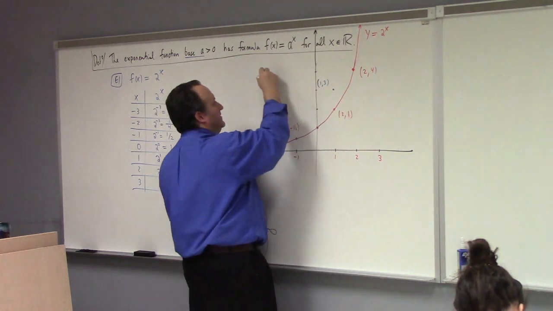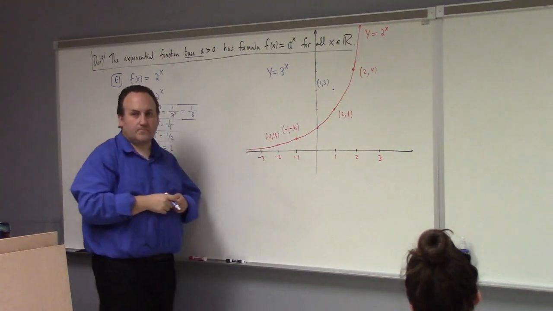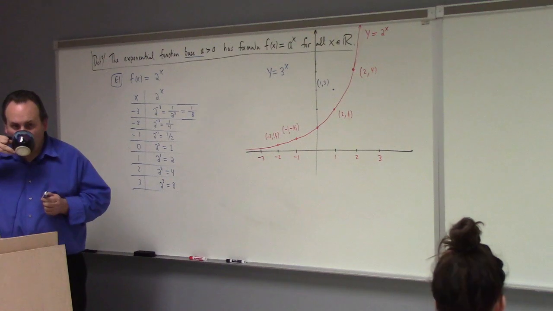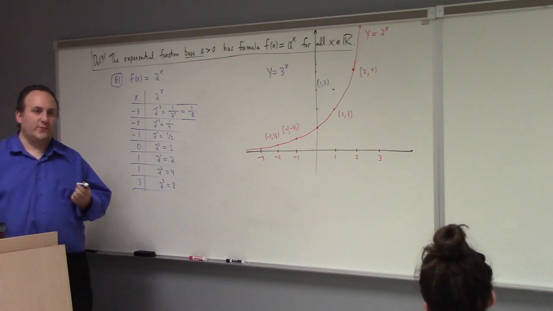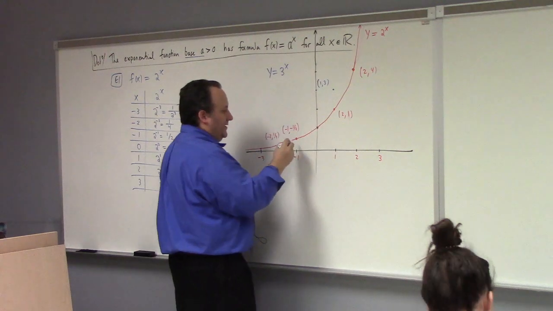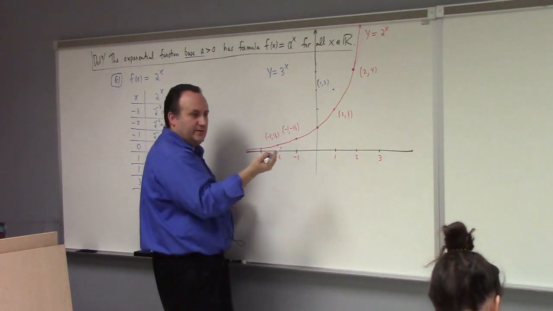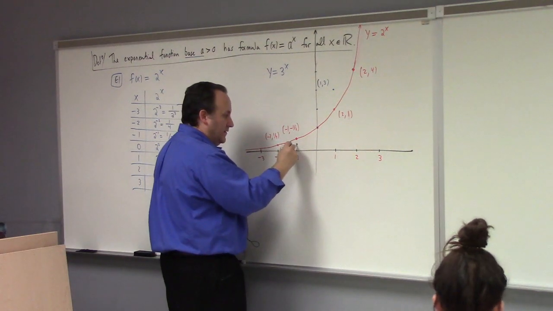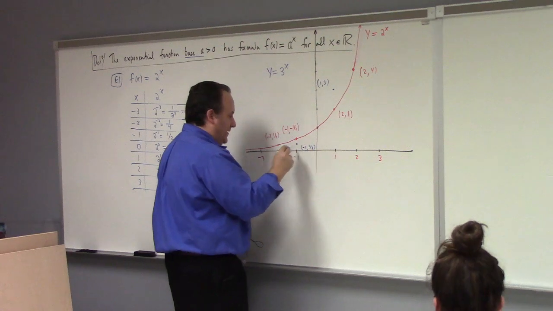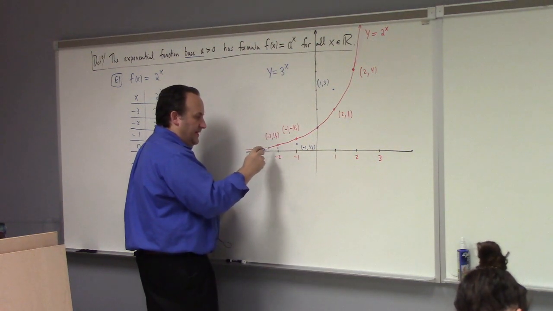So if I look at y equals 3 to the x, what's its y-intercept? What's 3 to the 0? 1. It has the same y-intercept as this one, all right? And what if I look at minus 1 in 3 to the x? I get 3 to the minus 1, which is 1/3, right? And then I get a 9th. And then I get a 27th.